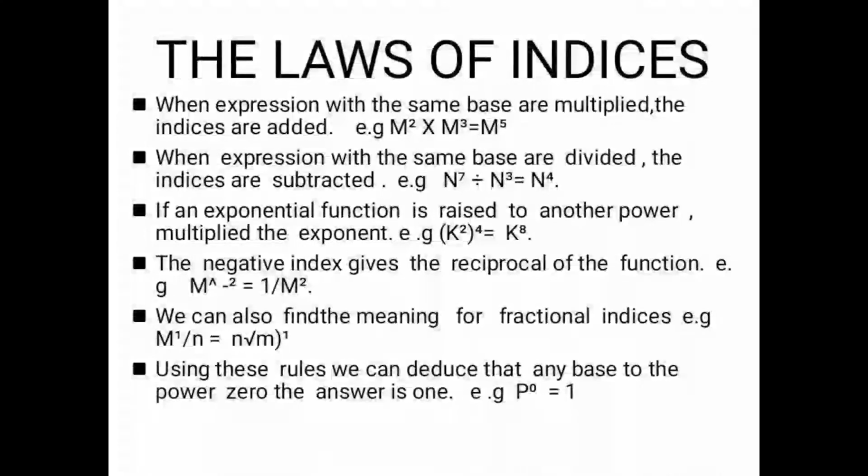Meaning the negative from 2 has been cancelled by the 1 on top, or it has been removed with that 1 on top. So if a person writes 3 to the power negative 5, it's the same as writing 1 over 3 power 5.